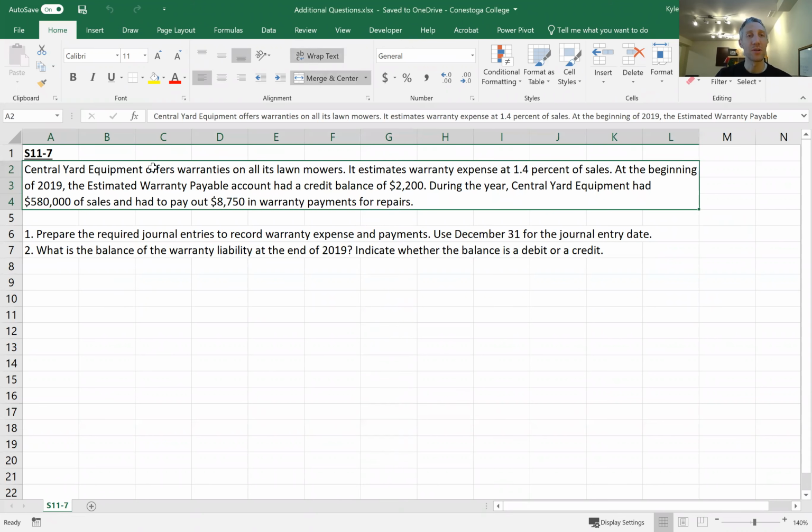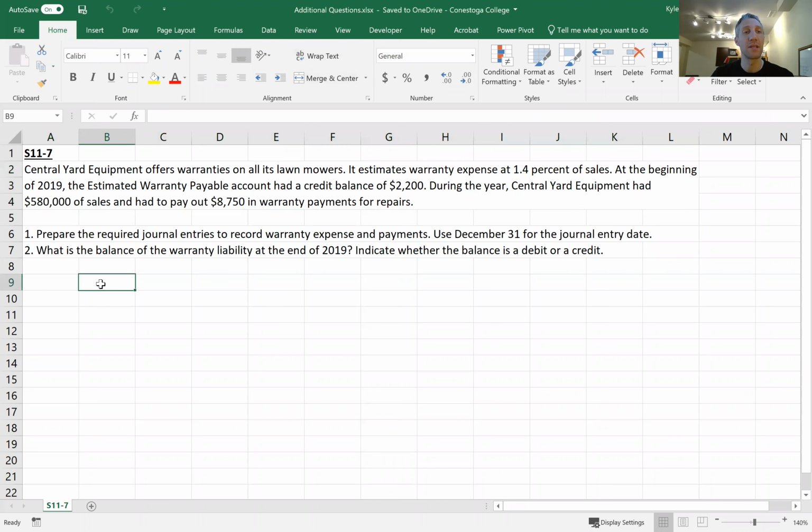We have Central Yard Equipment, who offers warranties on lawnmowers, and it estimates warranty expense will be 1.4% of sales. At the beginning of 2019, the estimated warranty payable account had a credit balance of $2,200, and during the year, Central Yard Equipment had $580,000 of sales and had to pay out $8,750 in warranty payments for repairs. The first requirement here is to do the journal entry to record the warranty expense and the warranty payments.